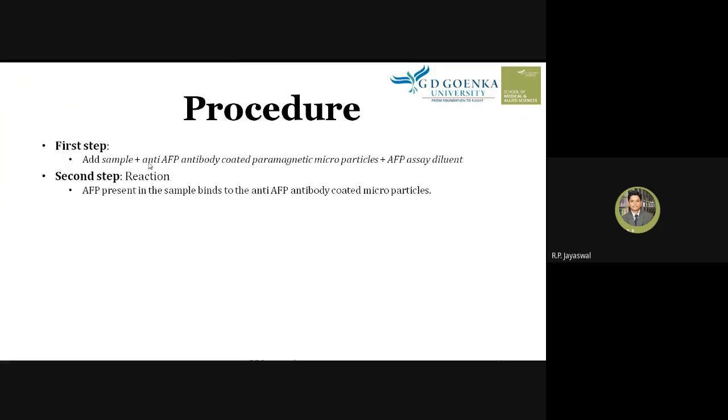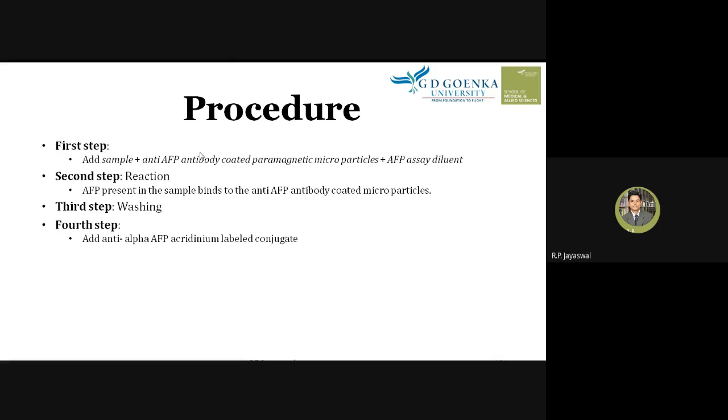Next, the second step is the reaction will take place. The AFP present in the sample binds to the anti-AFP antibody coated on the microparticles. So here the antibody coated on microparticles will bind with the AFP. This is the second step. We allow the reaction to take place, and for this we allow a particular time and particular temperature. Okay. Now the third step is washing. Washing is very important to remove the extra or free sample AFP.